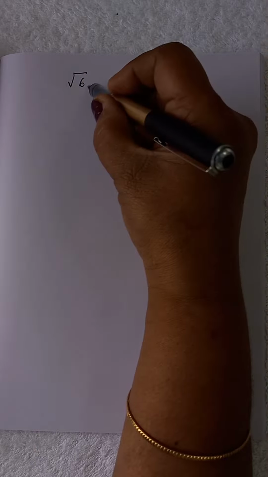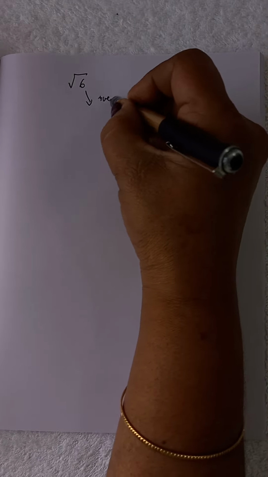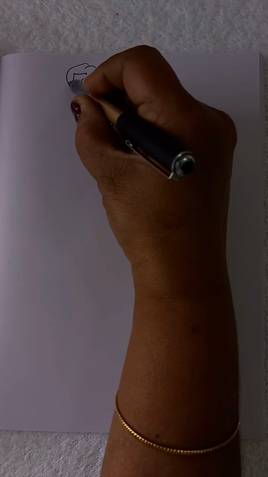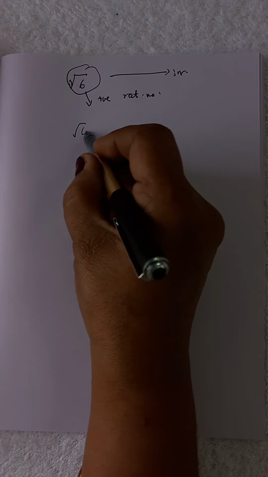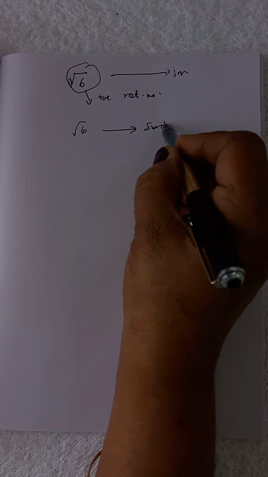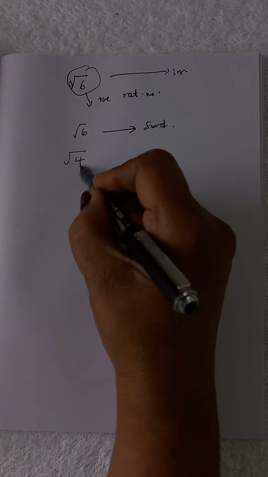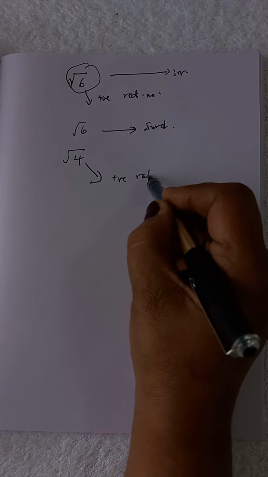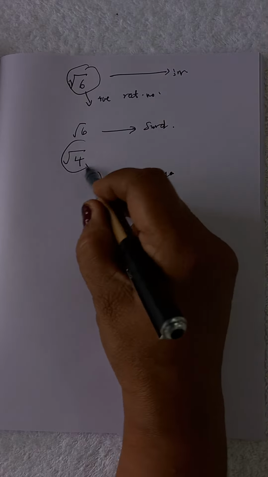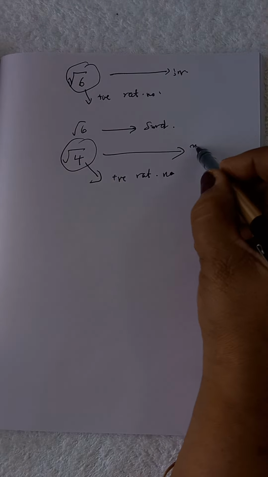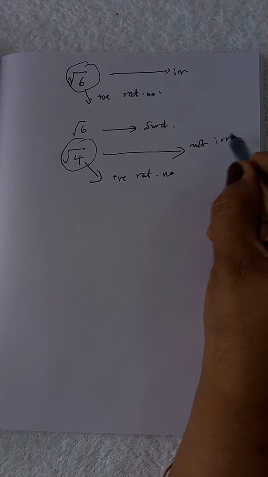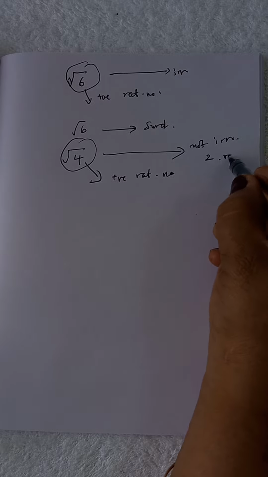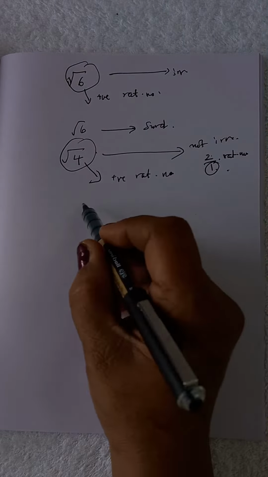Root of 6, in that 6 is a positive rational number, but this root 6 is irrational. So this root 6 is called a third or radical. Then what about this root 4? Though this 4 is a positive rational number, root 4 as a whole is not irrational. Why? Root 4 value we know, that is 2, that is a rational number. So this root 4 is not a third.